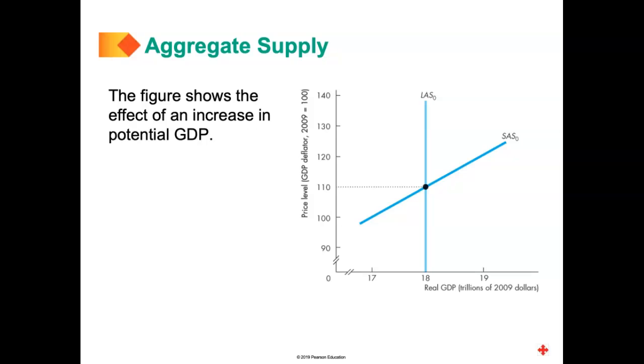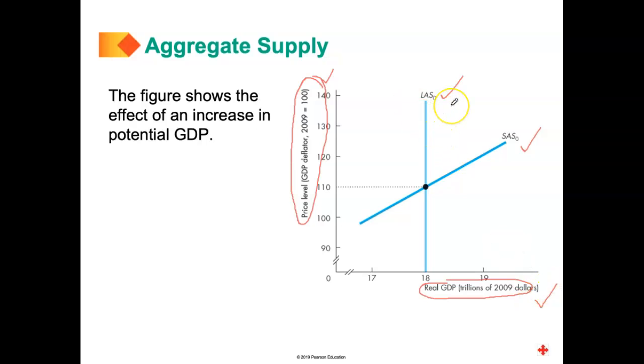Okay, so this figure shows aggregate supply in the long run and short run aggregate supply. Again, we have the price level over here, which is measured by the GDP deflator. We didn't really talk about the GDP deflator, but it is another way of measuring the price level. And we have real GDP over here as well. Just know the price level is here, and real GDP is here.